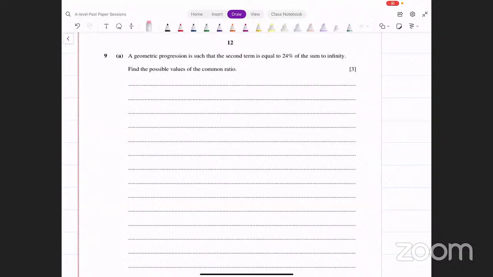A geometric progression is such that the second term is equal to 24% of the sum to infinity. Okay, so first of all, it's a GP that we're talking about.